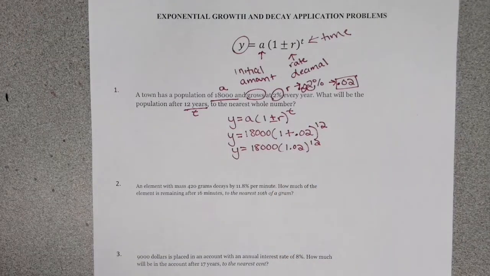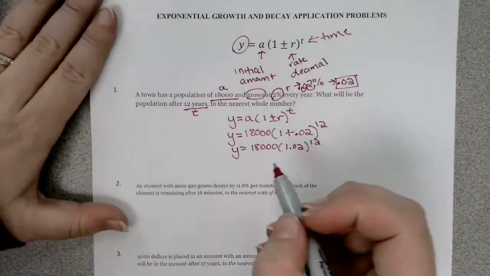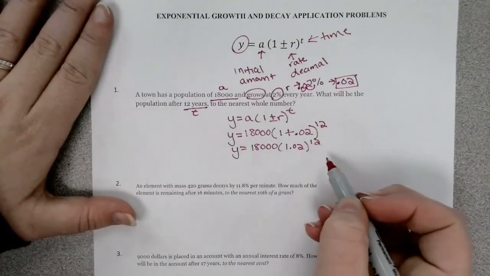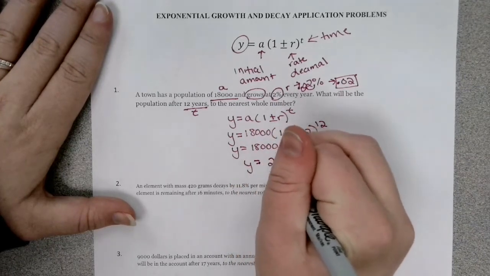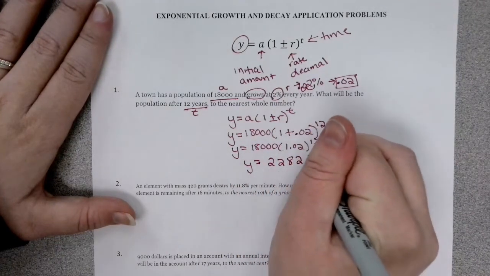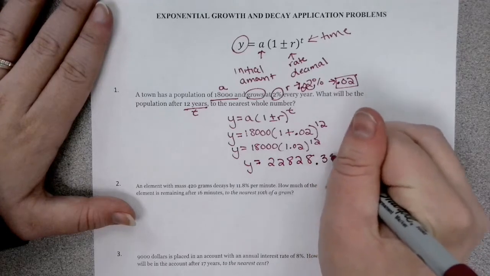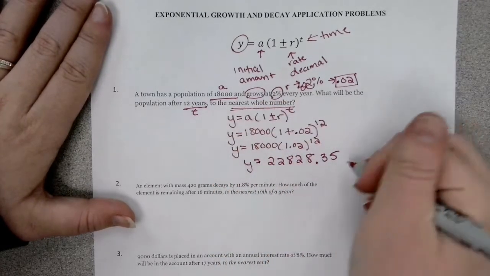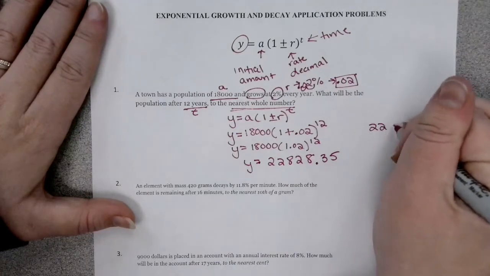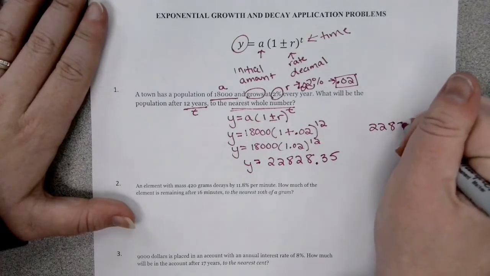So if I were to plug this all into a calculator, I would end up getting a population of 22,828.35, but we want to round it to the nearest whole number, so our population would be 22,828 people.